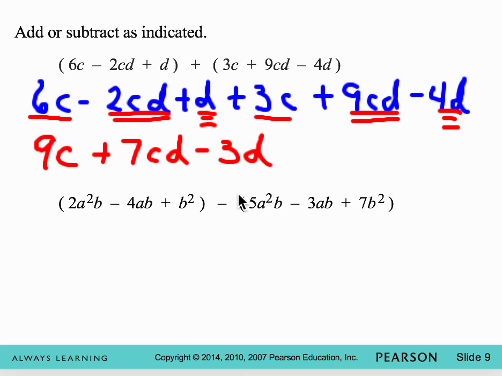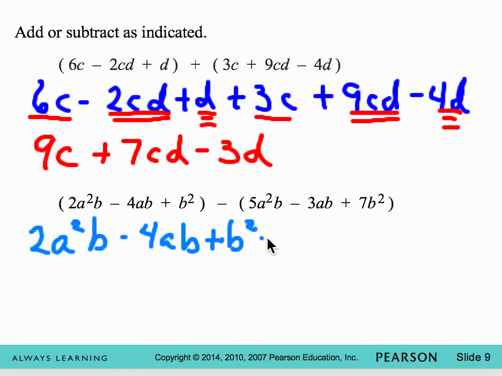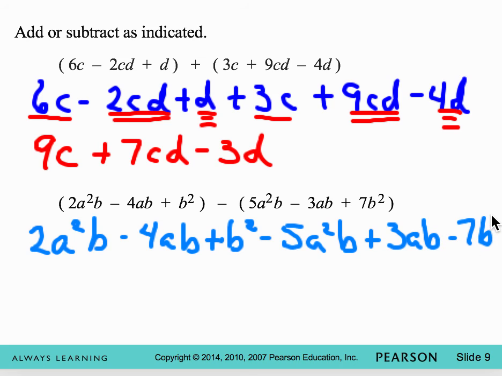Okay, same thing here, except when I get rid of the parentheses, I really have a negative 1 out front, so that's going to change all my signs in that second trinomial. So I'll really have minus 5 a squared b plus 3ab minus 7b squared.